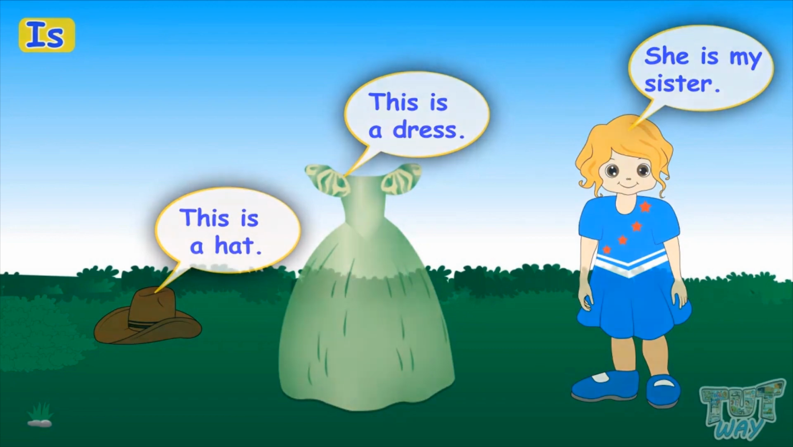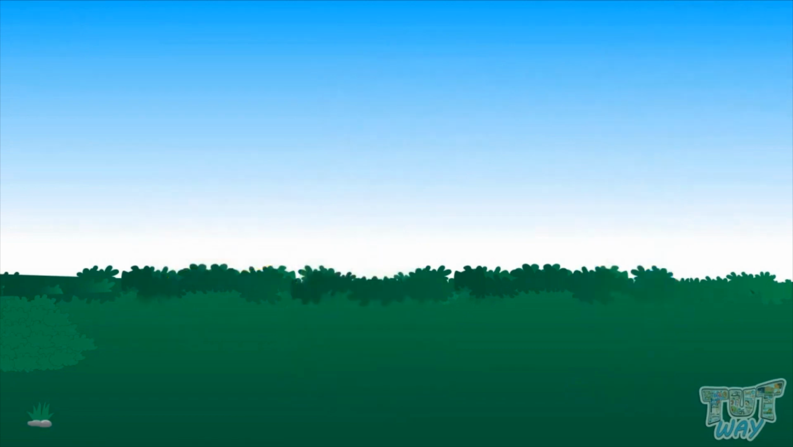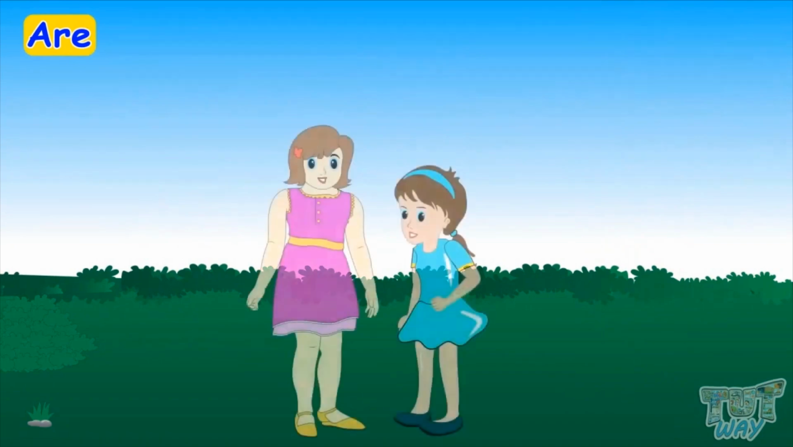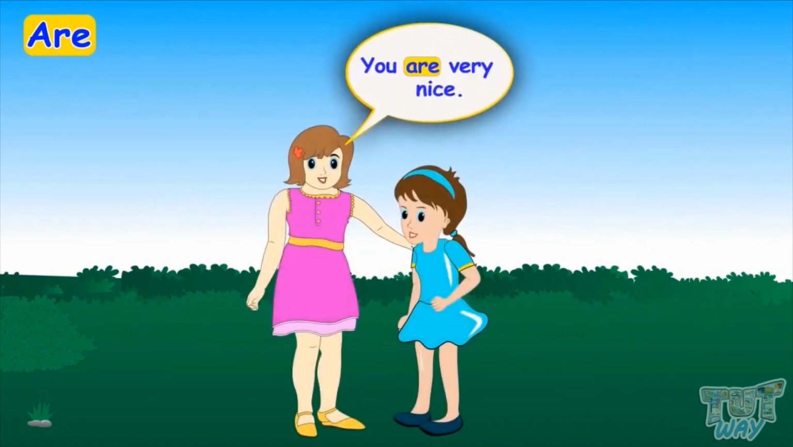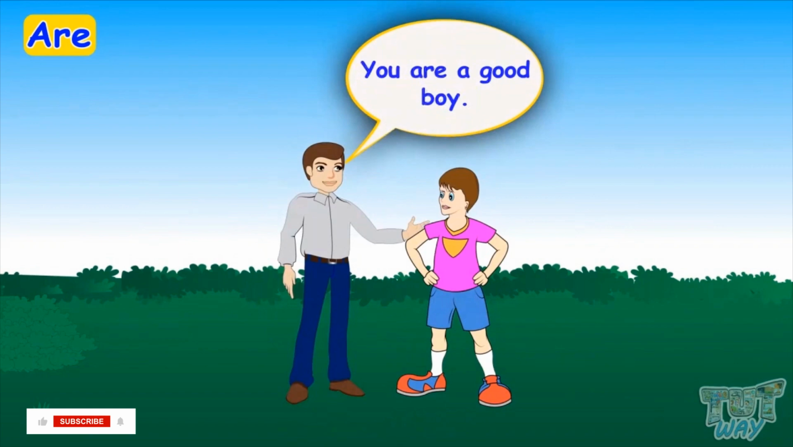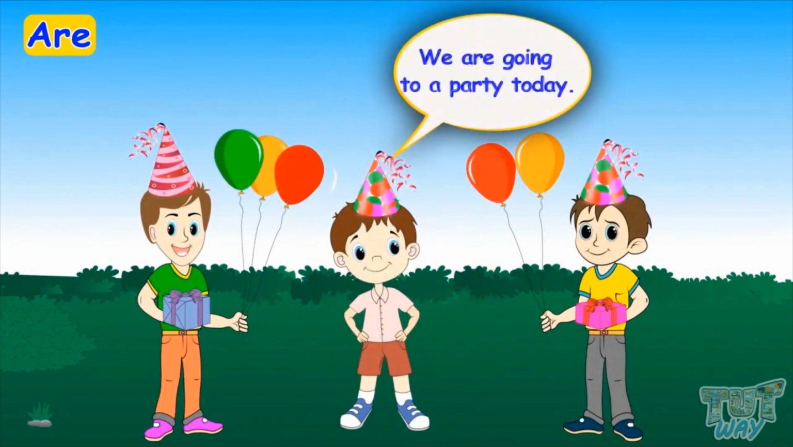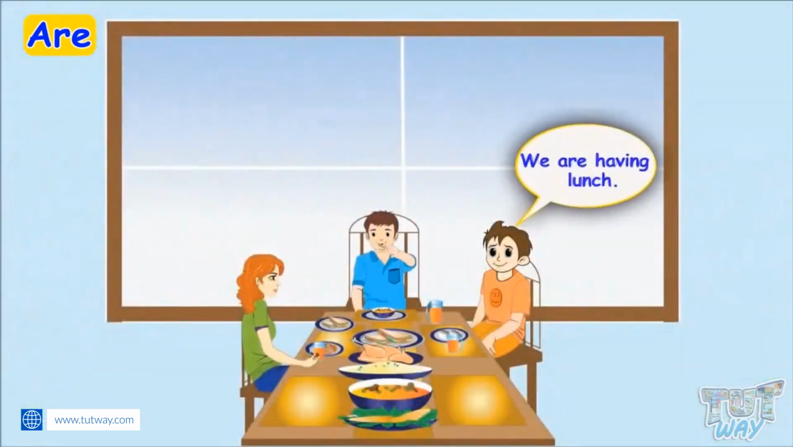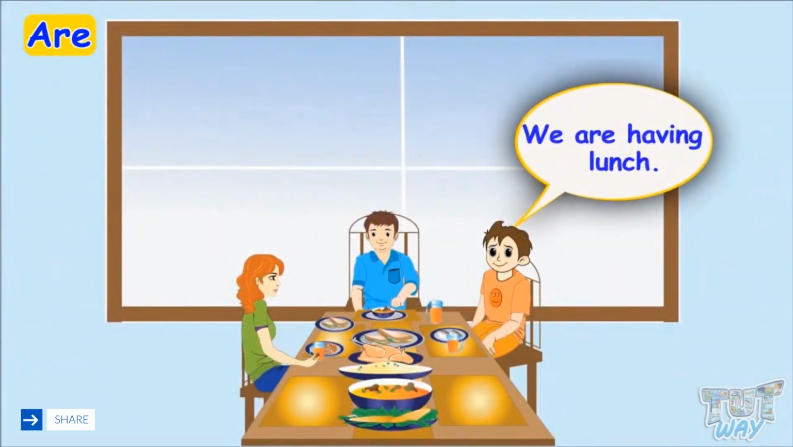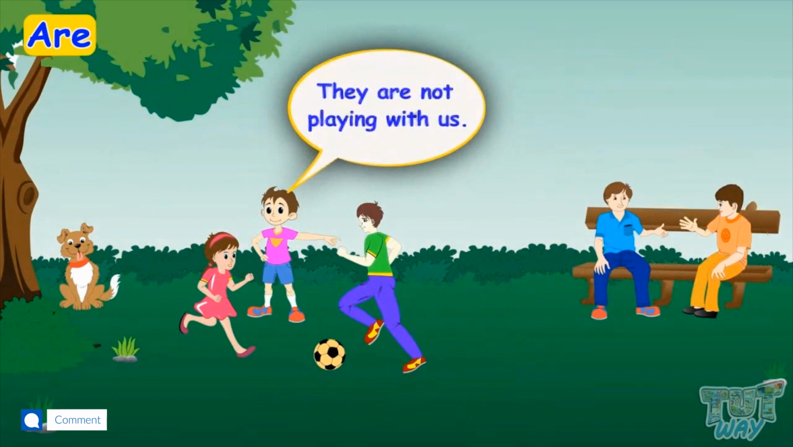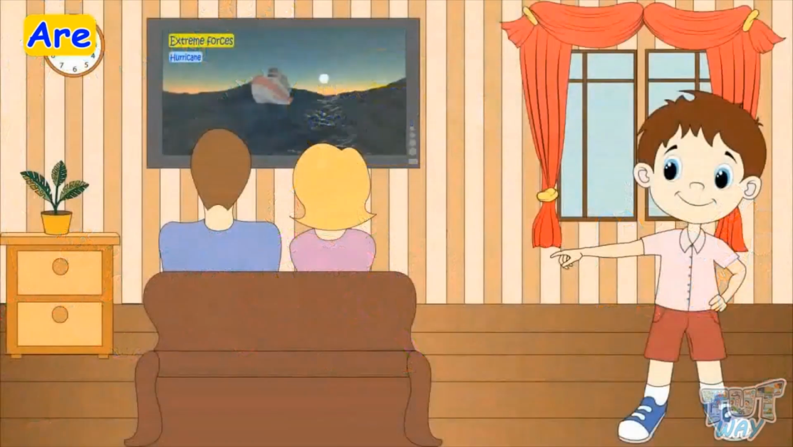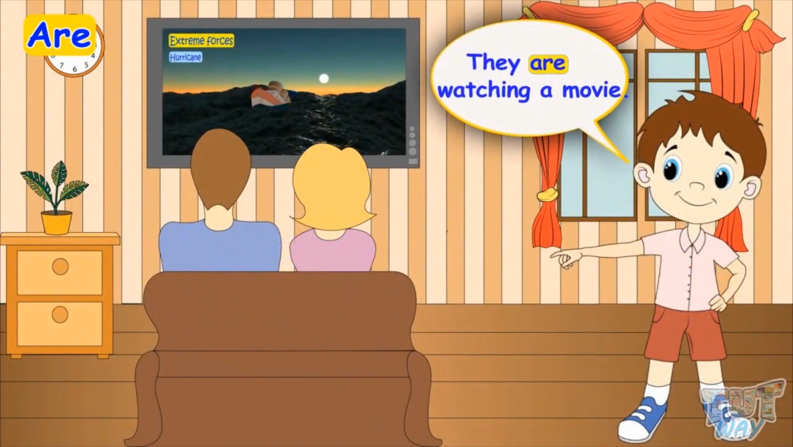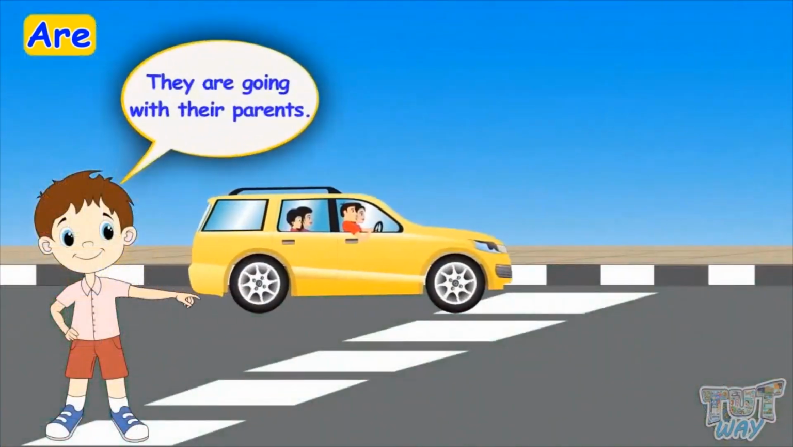Now let's see where are is used. You are very nice. You are a good boy. We are going to a birthday party today. We are going to the zoo. We are having lunch. They are not playing with us. They are watching a movie. They are going with their parents.